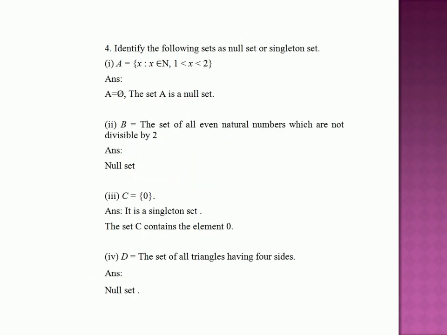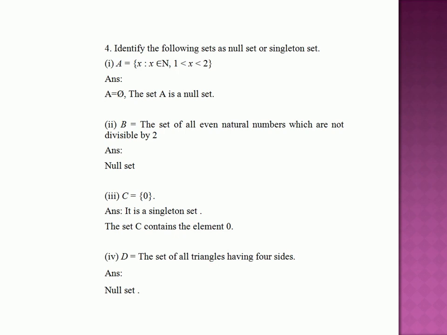Fourth sum, identify the following sets as null set or singleton set. Null set means empty set. Singleton set means it contains a single element. First subdivision, A equal to x such that x belongs to N, 1 less than x less than 2. So here the elements x belong to the set of all natural numbers, between 1 and 2. Here, in between 1 and 2 there is no element. So the set A is a null set.